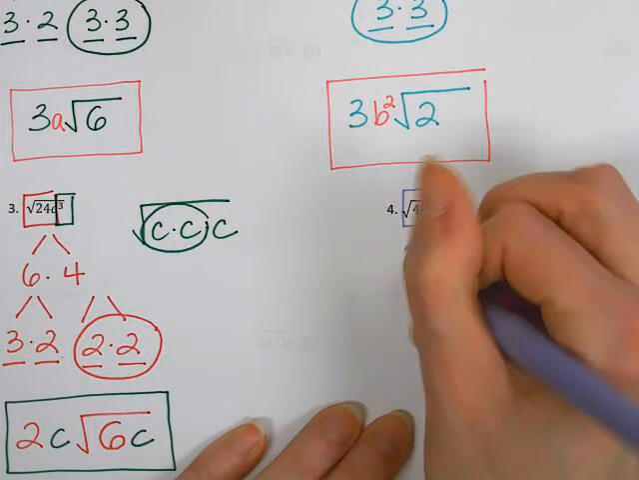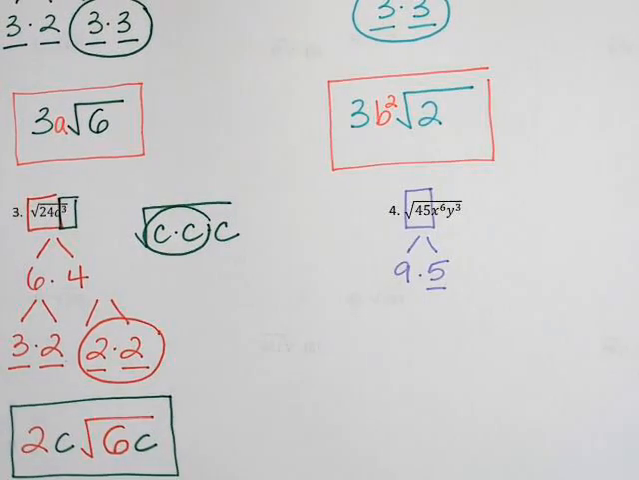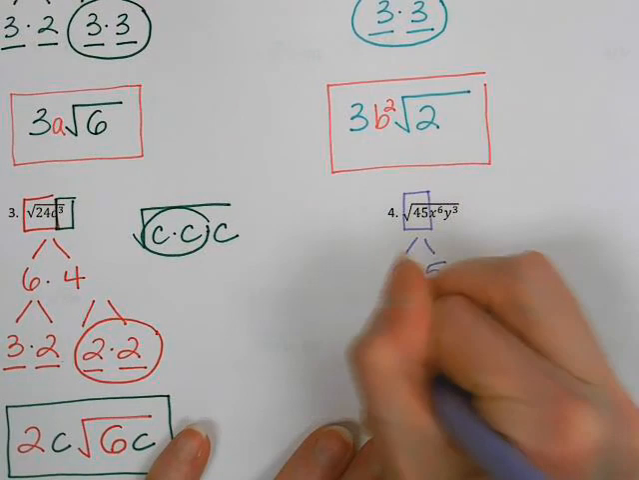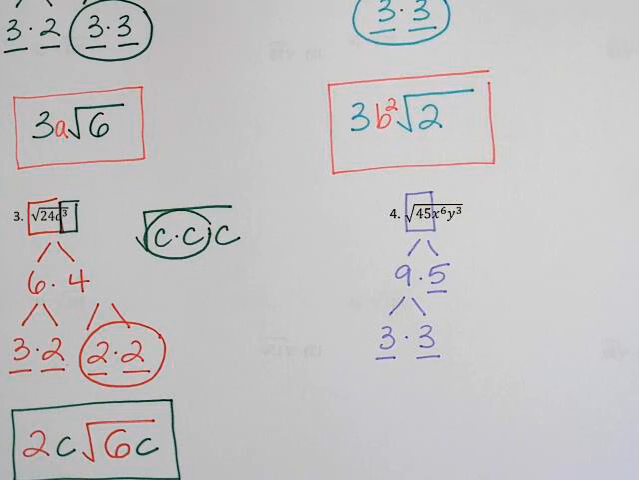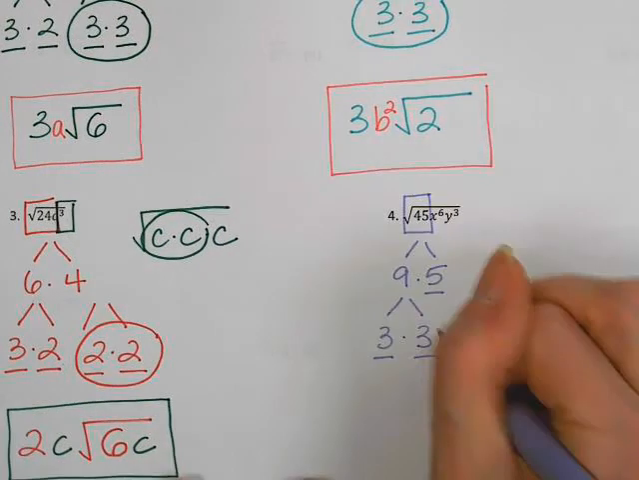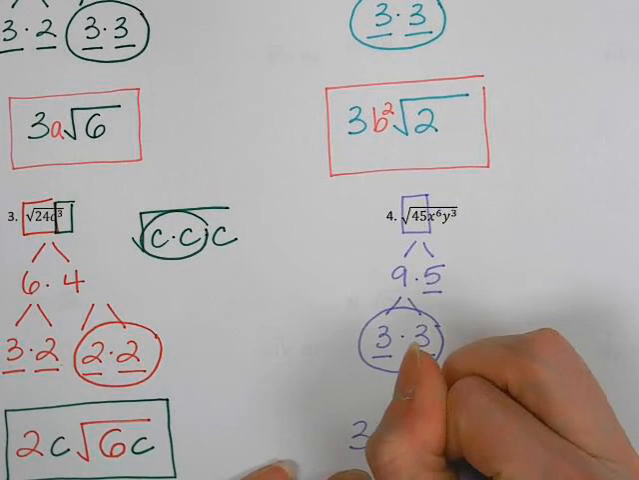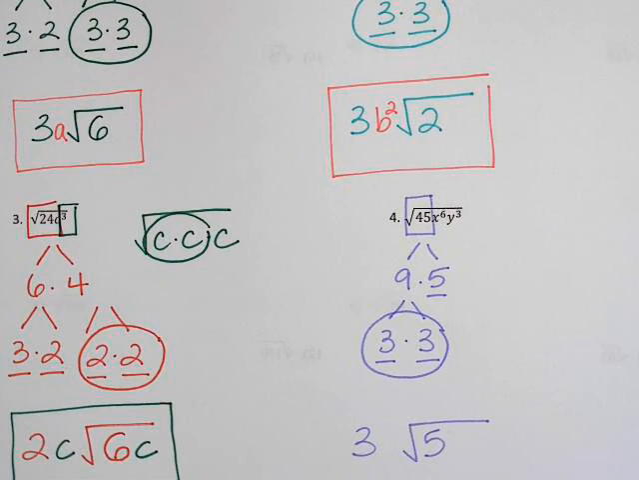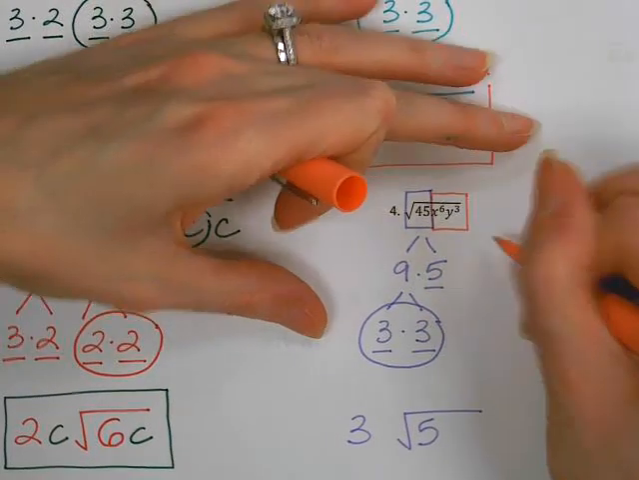So 45 could be 9 times 5. 5 we get to stop because it's prime. And then 9 can be 3 times 3, and we can stop because they're prime. Okay, I see a pair of 3's, which means a 3 comes out, and a single 5 left inside. And now let's deal with our variable. Oh boy, there's 2 of them. Uh-oh. All right, let's see what we got.